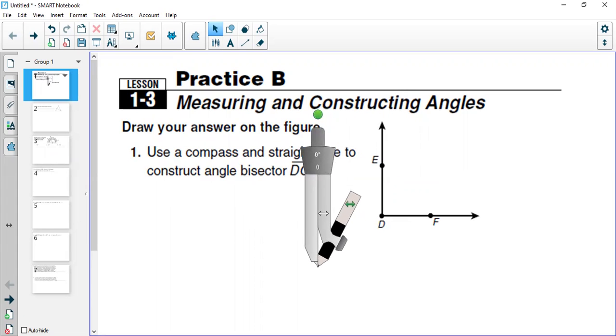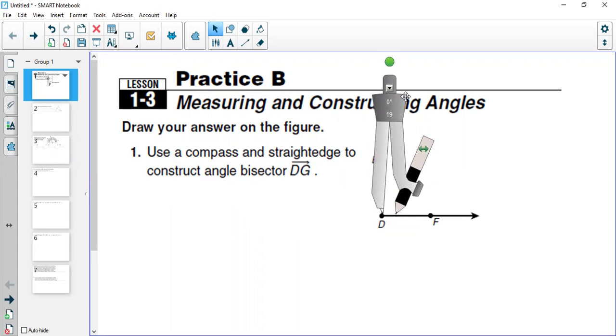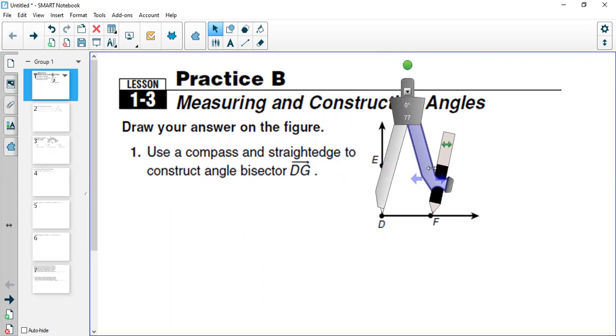Take your compass, open it up a bit, and place the compass needle right at the vertex. I know it'll take a bit of practice because it's the first time you're using it, so be patient and give some time to your hand to coordinate the compass. You have to hold the compass from the top of the compass. Don't hold it from the pencil, because if I hold it from there, it will move.